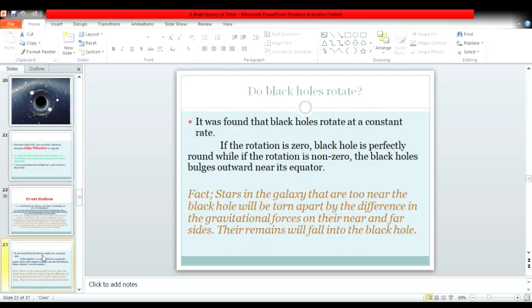It was found that black holes rotate at a constant rate. If the rotation is zero, the black hole is perfectly round, while if the rotation is non-zero, then the black hole bulges outward near its equator. This is the main fact which I found in the book. And the fact is that stars in the galaxy that are too near the black hole will be torn apart by the difference in the gravitational force on their near and far sides. Their remnants will fall into the black hole.